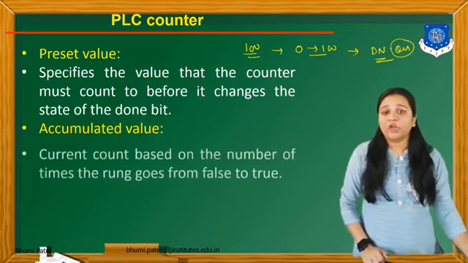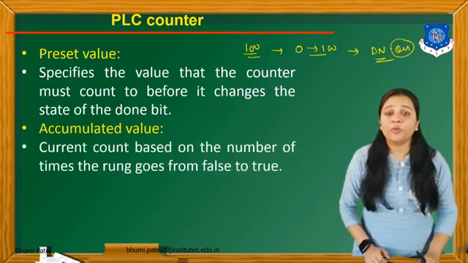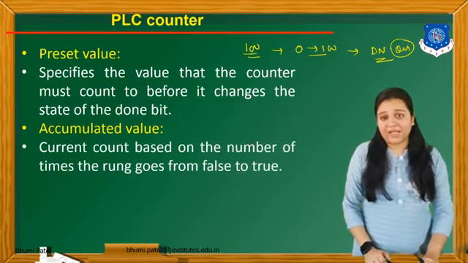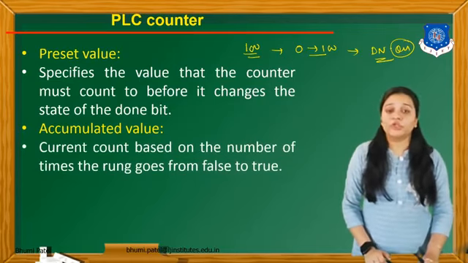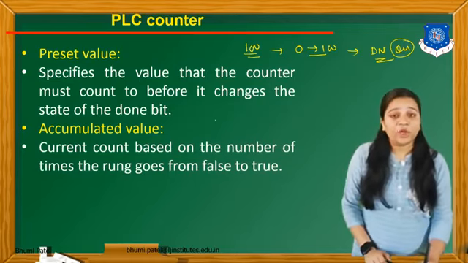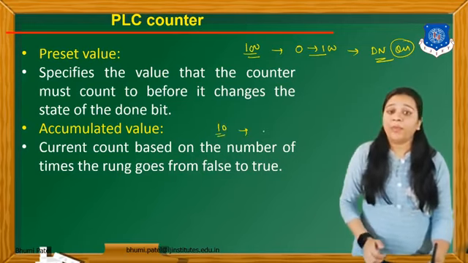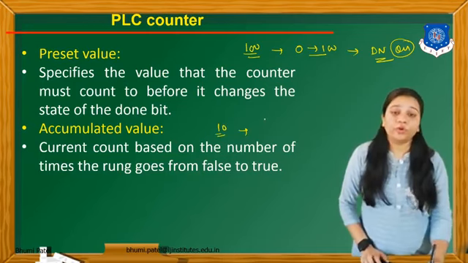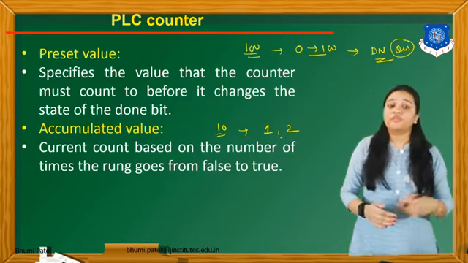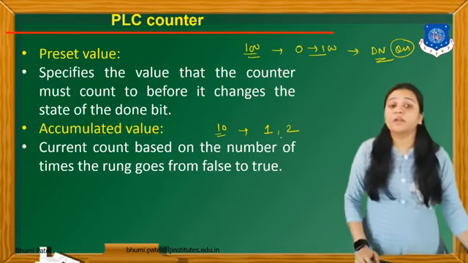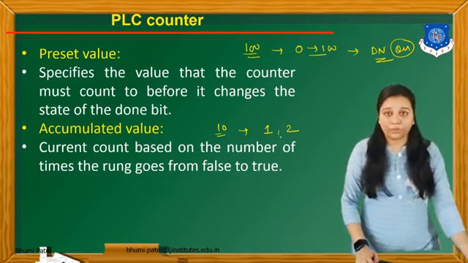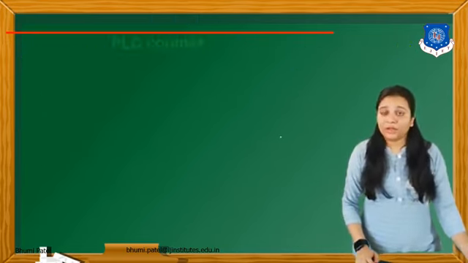Now what is the accumulated value? It is the current count based on the number of times the rung goes from false to true. If we write the accumulated value 10, then for the first count the rung goes from false to true, for the second count it again goes from false to true, and for the third it again goes from false to true. So this is all about the accumulated value.